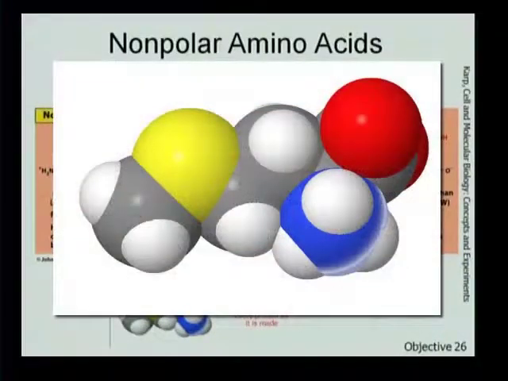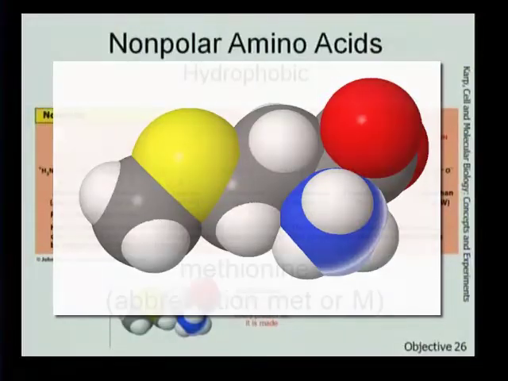The one of these that's really notable is methionine. Methionine, which is abbreviated MET or M, is always the first amino acid in every protein as it's made. Sometimes it's taken off, but every protein begins with methionine. We'll see that in Module 5.